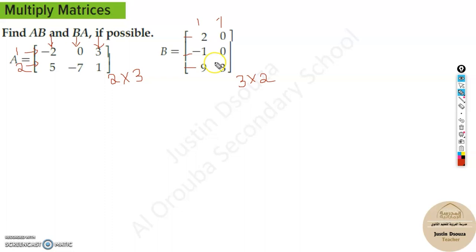Now, before multiplying, you need to look into the dimensions of the matrix. If this is the first matrix you're considering to be multiplied, look at its second dimension, that is the columns. This number should match this number. That is, the columns in the first matrix must match the rows in the second matrix, I'm sorry.